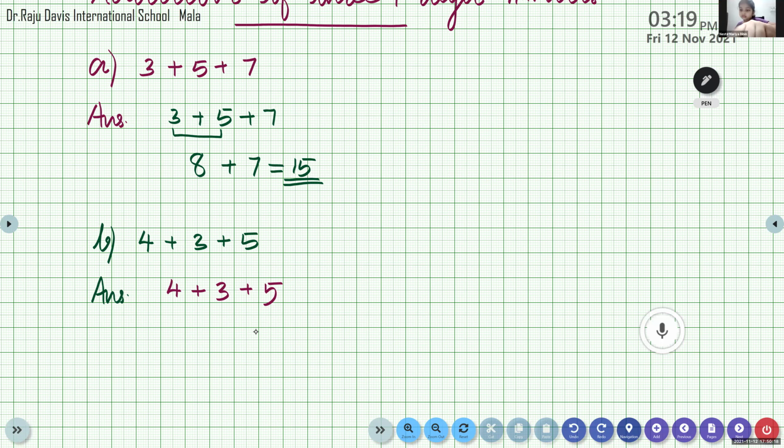What's the answer? Anna, what's the answer? 7 plus 5? The answer is 12. 7 in the mind, 5 on the fingers. So after 7, 8, 9, 10, 11, 12. So the answer is 12.